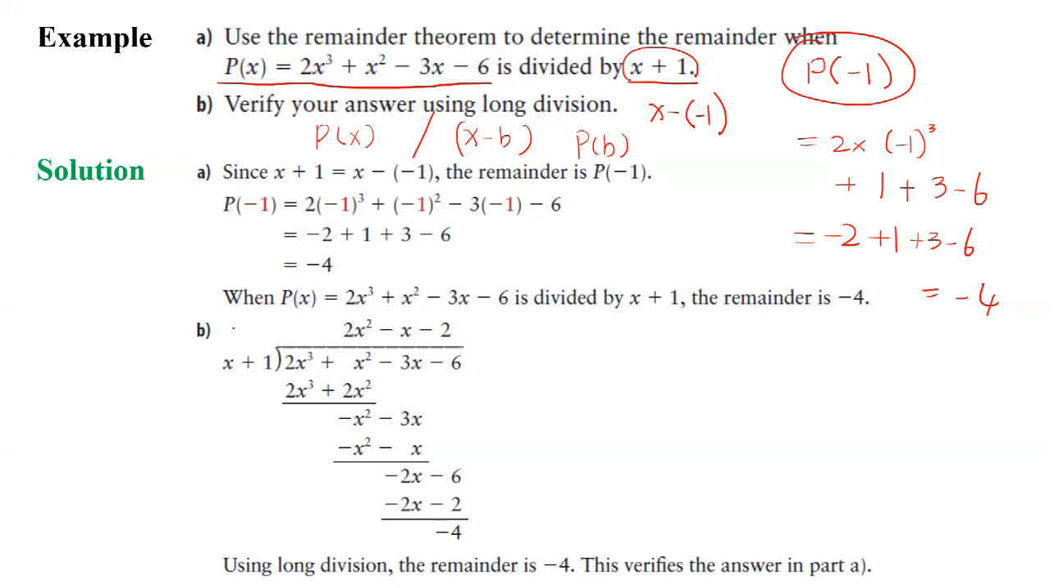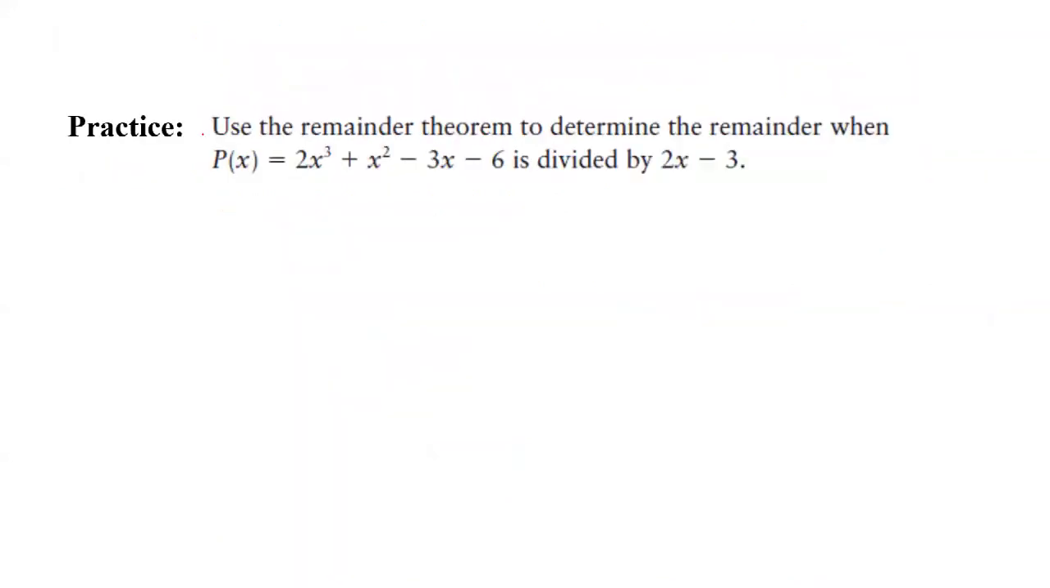Okay, verify your answer using long division. I'm not gonna do this for you here. You can just check the process after the class. If you verify that, you will also get a remainder of minus 4, right? Okay, so now let's do a practice. This time, it is your turn to answer this question. Use the remainder theorem to determine the remainder when p(x) is divided by 2x minus 3. Okay, I'll give you 1 minute to think about this question.